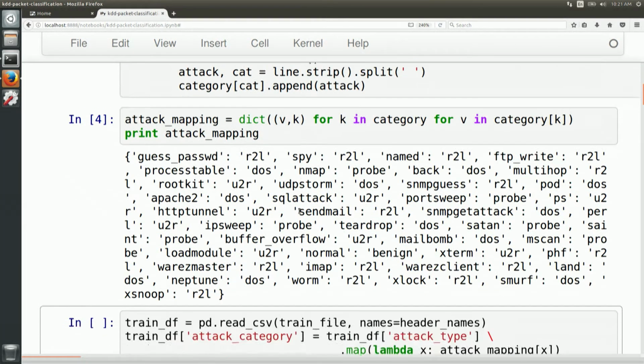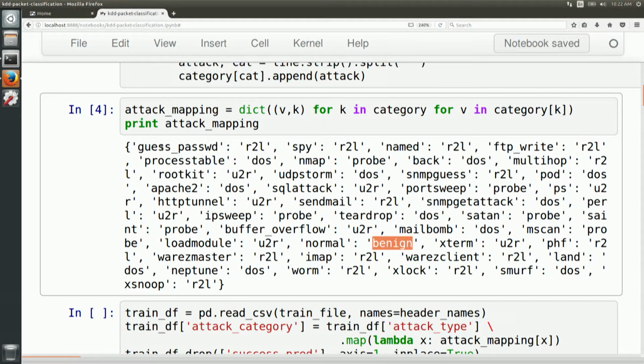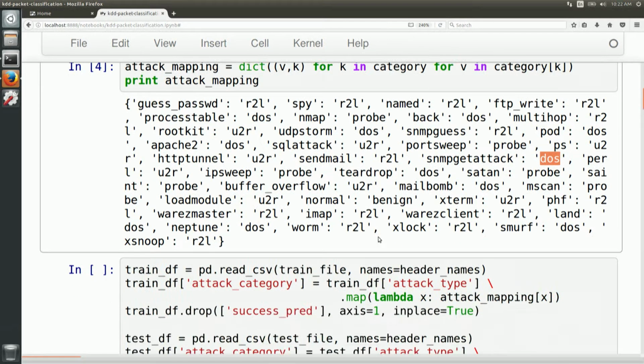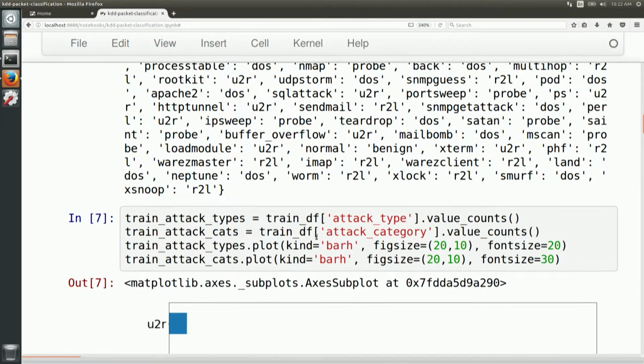We're printing out all the attack mappings. Again, we mentioned earlier that there are four different categories of attacks: R2L, DOS, U2R, and probe. And the fifth one is benign. The different kinds of attacks are like guess password, which is remote to local, nmap, which is a kind of probe, and port sweep, which is also a kind of probe. SNMP get attack is a kind of DOS. This is just something that we use to manipulate our dataset. And again, there's a test set.